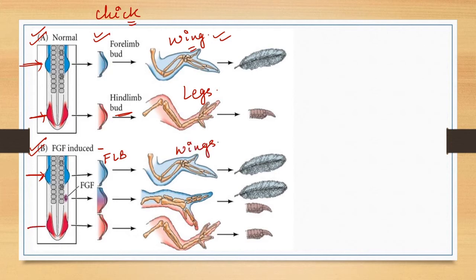In prospective hind limb regions, when FGF beads were inserted, a hind limb bud formed and then legs were formed. Okay, so these two situations are similar to those in normal condition. The difference was found when these beads were inserted in between these two limb bud forming areas. Okay, so in these conditions, chimeric structures were formed.